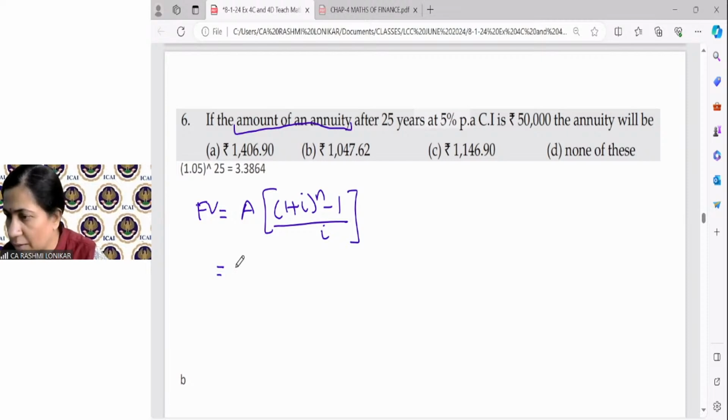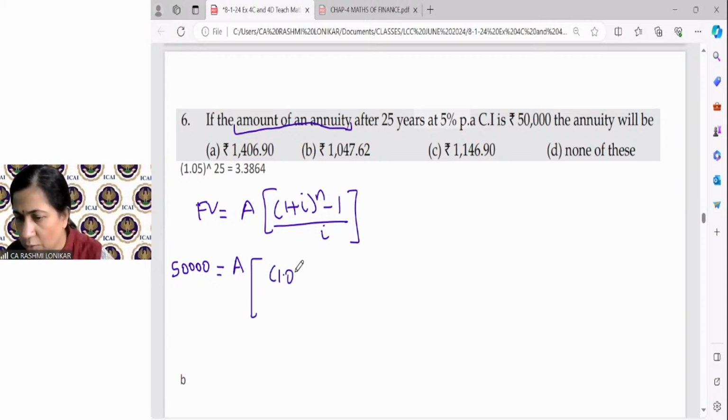Find the amount of annuity after 25 years at 5% per annum compound interest, if the amount is 50,000, the annuity will be. Okay, so they've already given me that this amount is 50,000. They are asking us to find the annuity. What is the rate of interest? So this is 1.05. How many years? 25 years. Minus 1 upon 0.05.